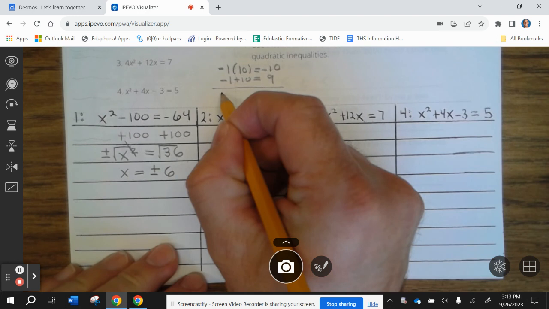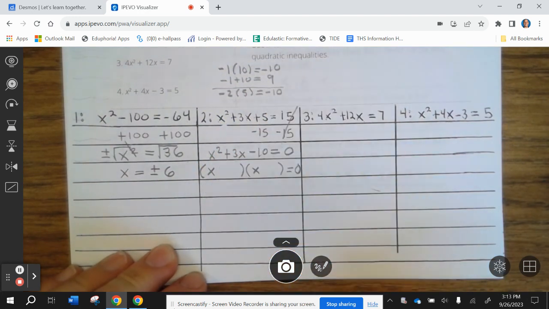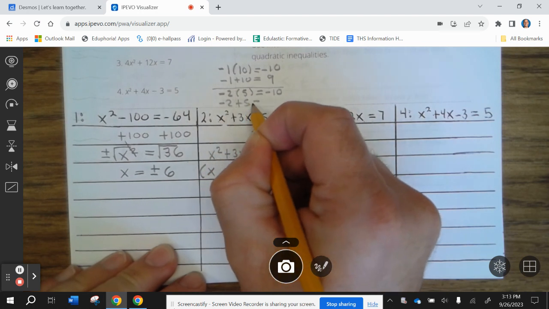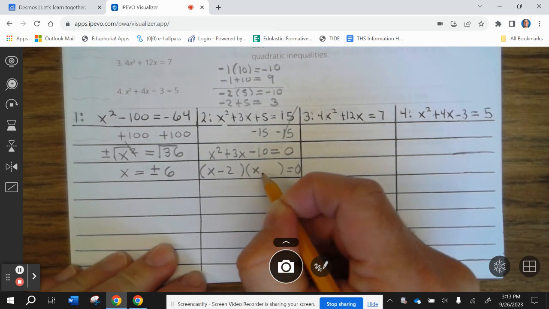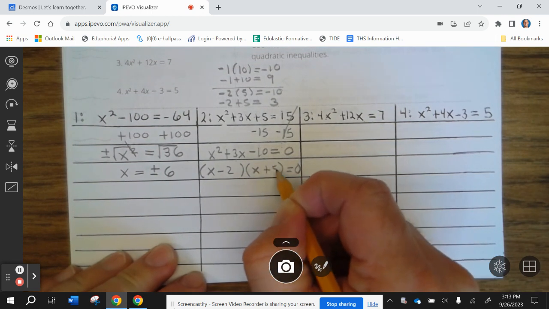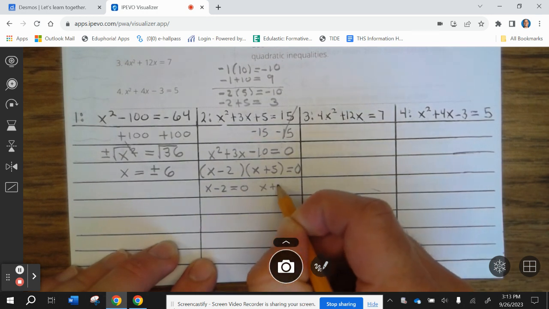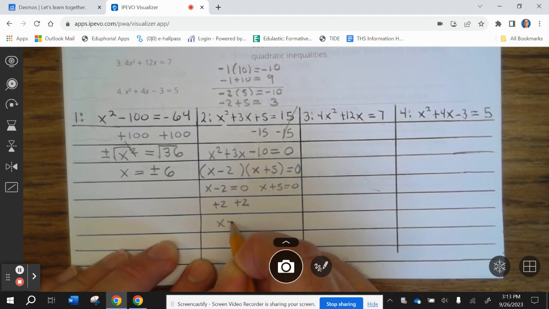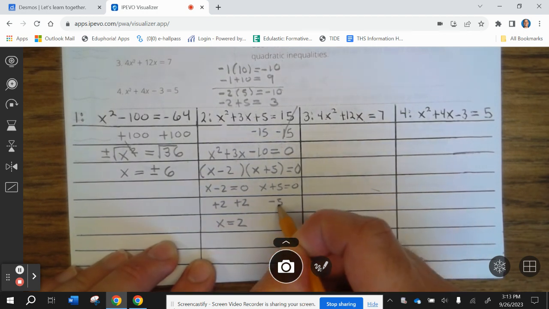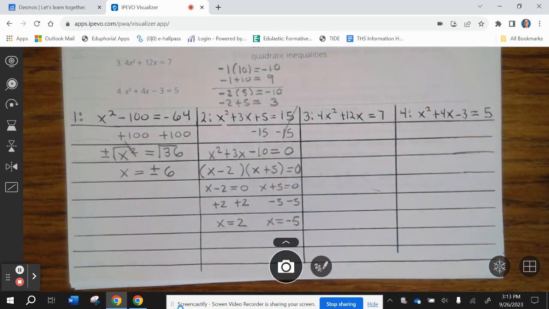All right. So then we try negative 2 times 5, which is negative 10. Negative 2 plus 5 equals 3. So we have our negative 10 and 3, so our factors are x minus 2, x plus 5. So we set x minus 2 equal to 0, x plus 5 equal to 0. Add 2 to both sides, x equals 2. Subtract 5 from both sides, x equals negative 5. All right, go ahead and finish that one up.